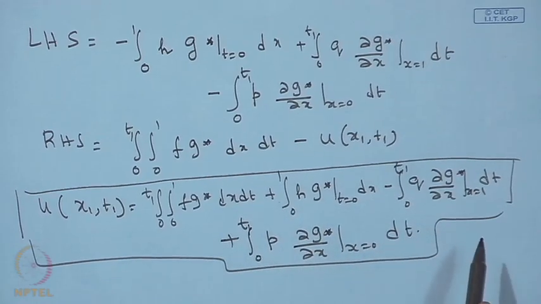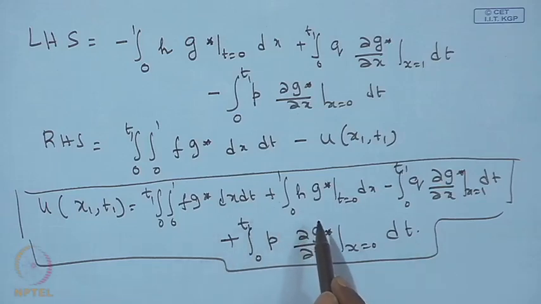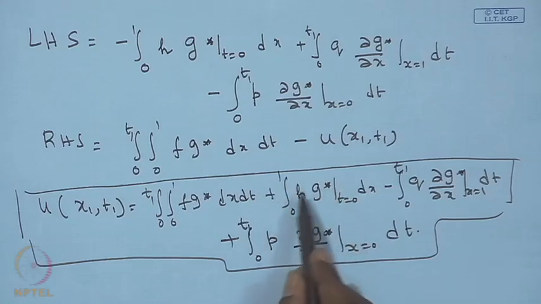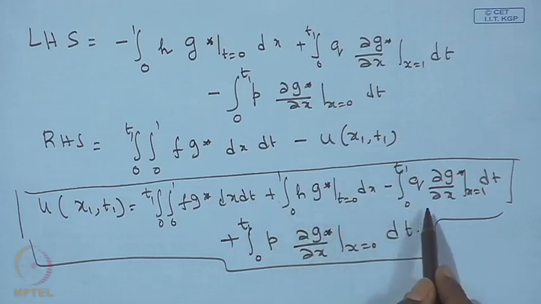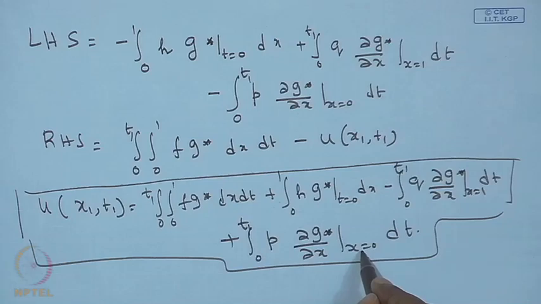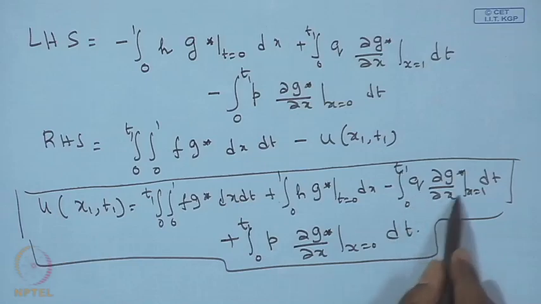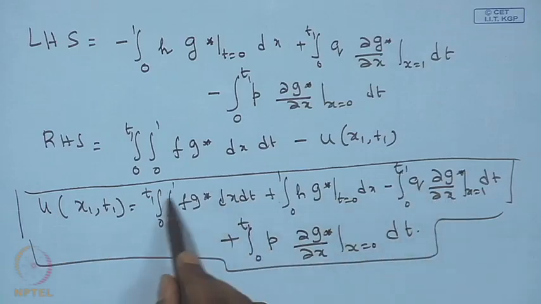Now, if you see on the right hand side, there are 4 terms, corresponding to 4 sources of non-homogeneity in the governing equation. At t equal to 0, u was equal to h, so this corresponds to that non-homogeneous term. At x equal to 0, u was equal to p, so this corresponds to that non-homogeneous term. At x equal to 1, u was equal to q, so this corresponds to that non-homogeneous term, and this last non-homogeneous term occurs because of the non-homogeneous term appearing in the governing equation.